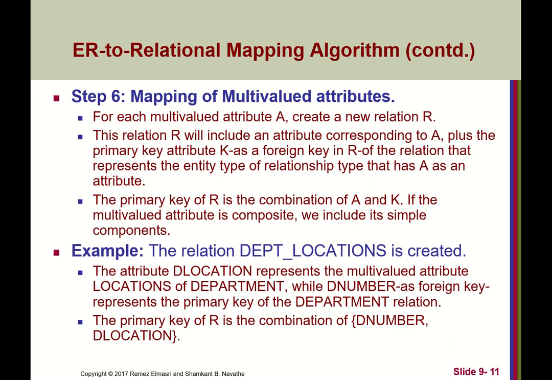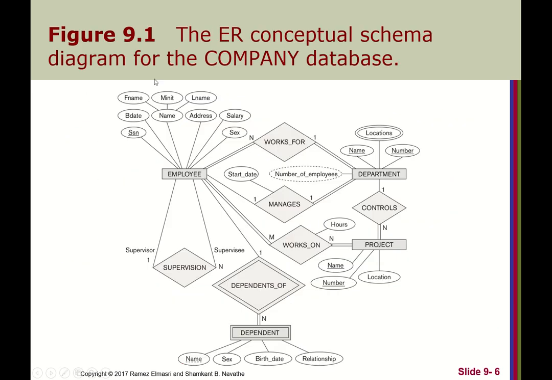multi-valued attributes. Sometimes you may have multi-valued attributes. If you have multi-valued attributes, the solution is to create a new table, call it with the name of the attribute, and include that multi-valued attribute along with the primary key of the table. So here do we have multi-valued attributes? Yes, we have one. In this ER diagram, look into the department entity. It has three attributes. One of the attributes is location, and it has a double border. Whenever an attribute has a double border, that's a multi-valued attribute.